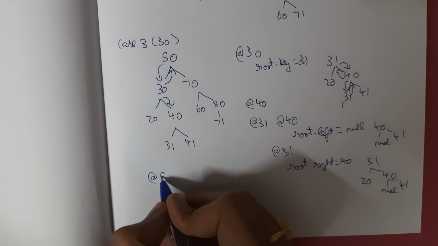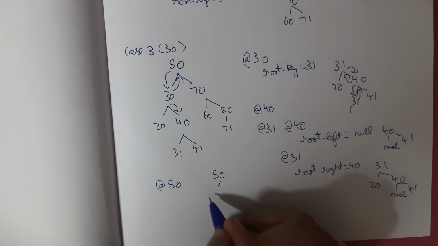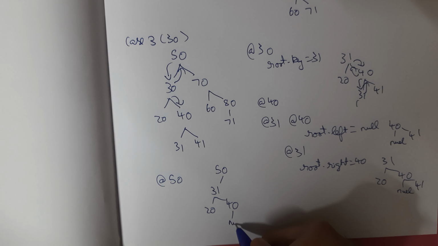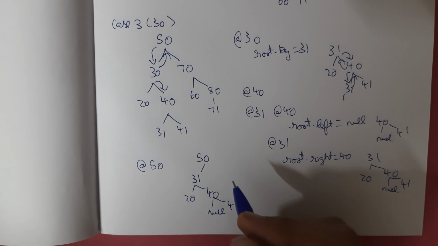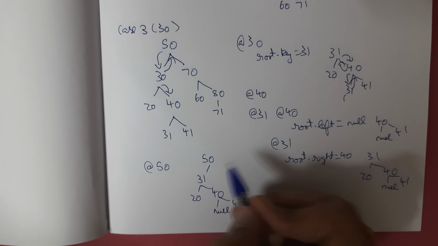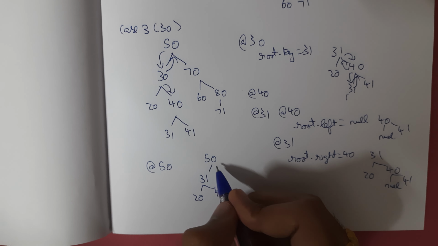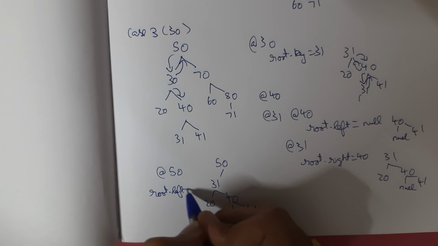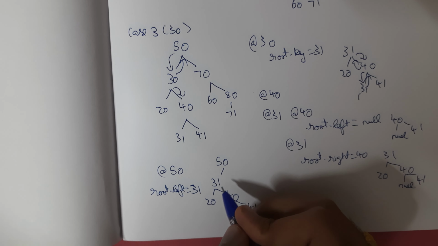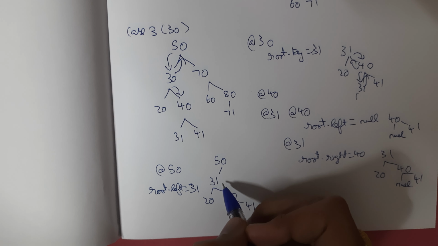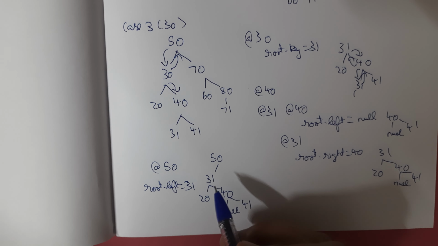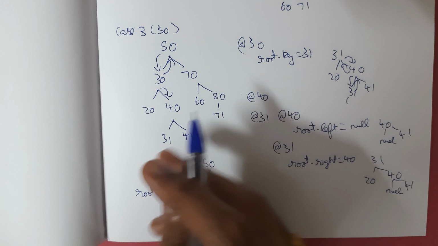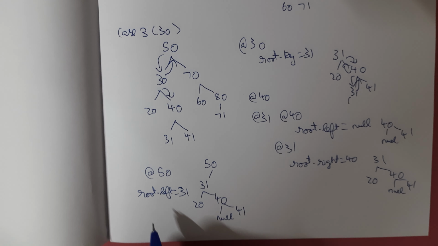So at 50 the current node is going to be 50, 31, 20, 40, null and 41, and the right subtree is going to be the same, so I won't draw it again. And this value will again be assigned to root.left, and so root.left is now going to be 31. Earlier it used to be 30, now it's 31, that is, it contains the address of the node 31. So we now return this root back to the main program. So that is how deletion is done for the third case.